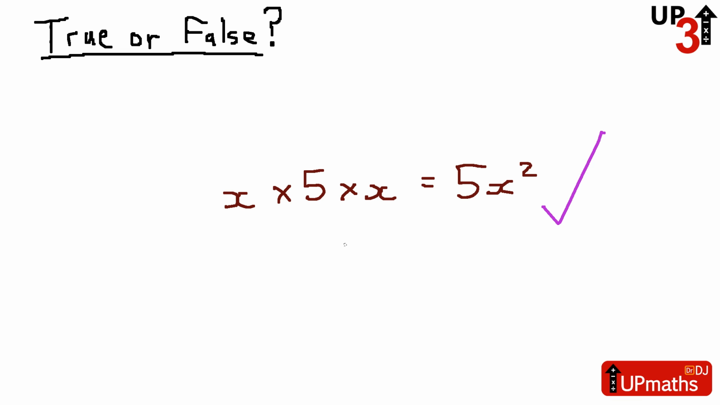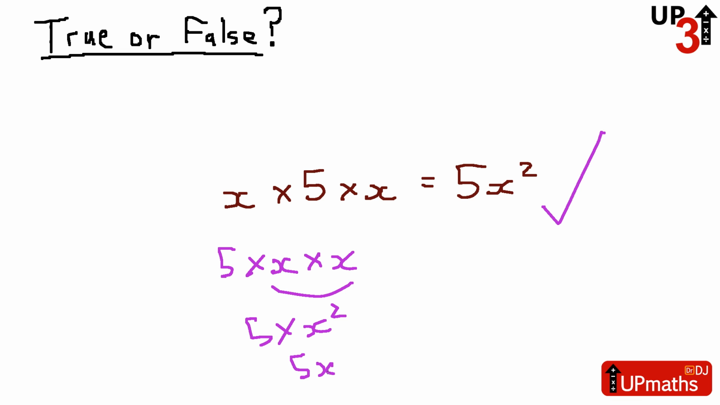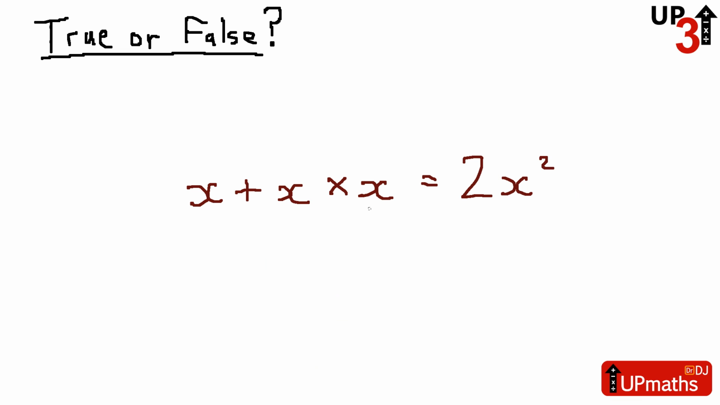This is true. I'm going to rearrange it just to make it clearer. That's like 5 times x times x. X times x is x squared, so we've got 5 times x squared. Oh, but we don't need to write the times sign, because if a number and a letter are next to each other, it means times. So 5x squared. So that's correct. Last one.